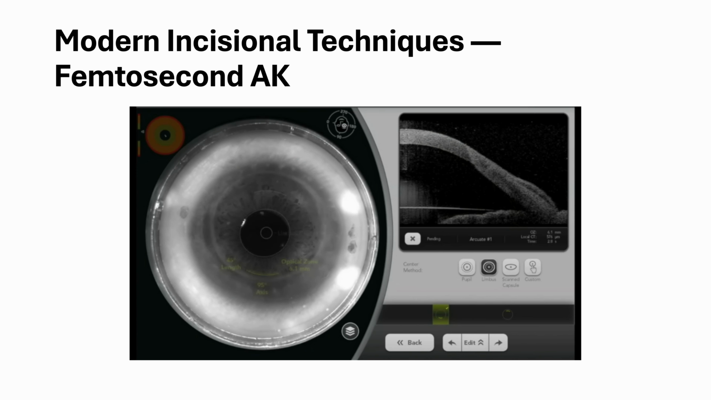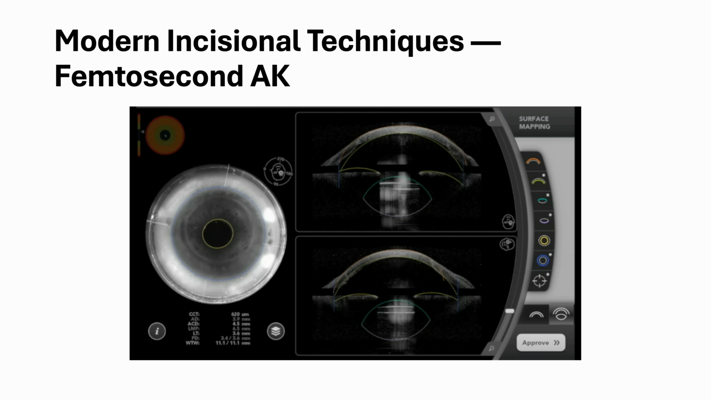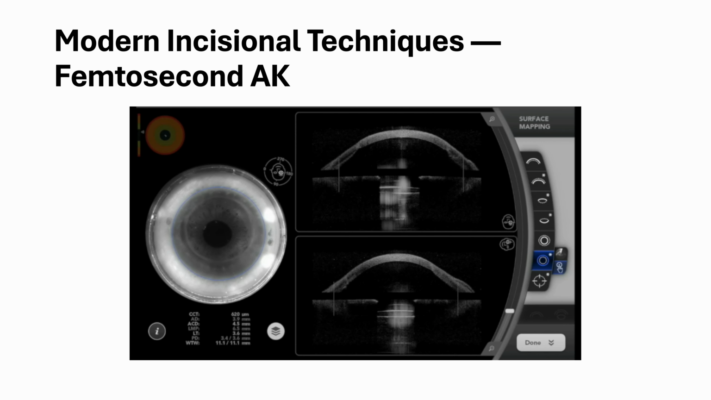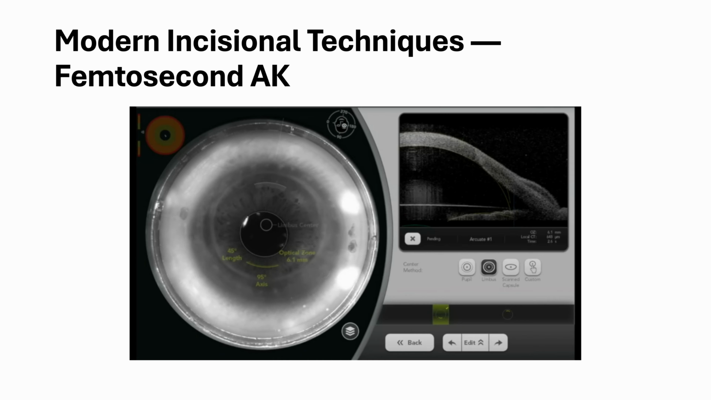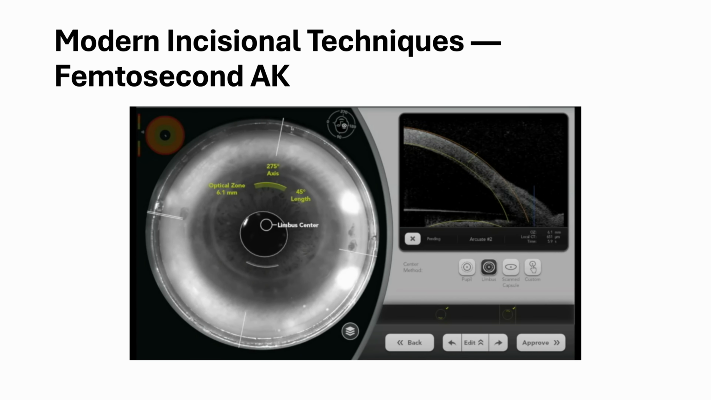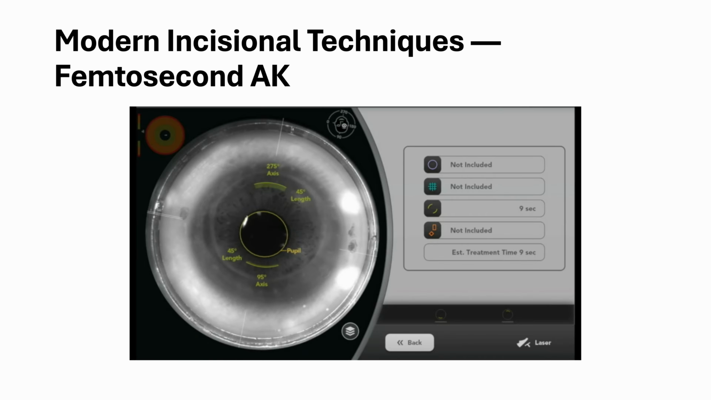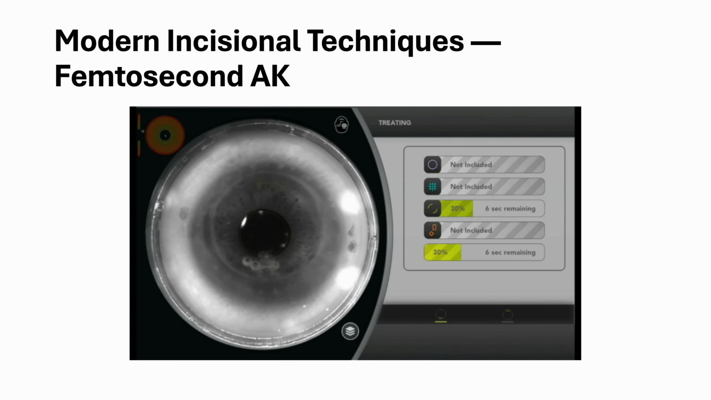As we can see here, the femtosecond laser incisions are initially centered at the limbus. However, to assure centration in this case, the incisions were manually moved inside the graft. The femtosecond laser landmarks for anterior cornea, anterior and posterior lens may need to be manually adjusted. At this point, we approved the real-time spectral domain OCT anatomical landmarks, and the treatment was performed in 9 seconds.